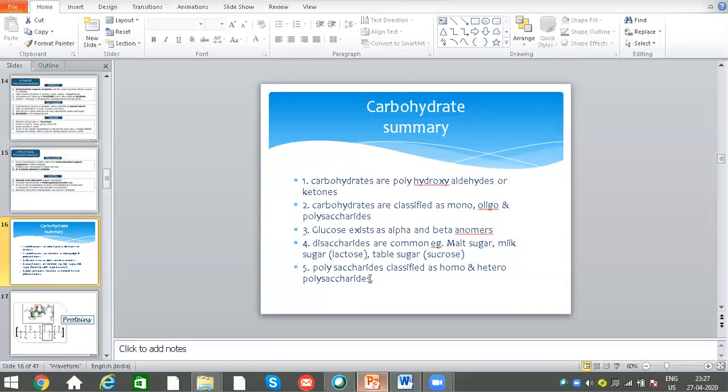Carbohydrate is a very important biomolecule in our body, and it gives instant energy to our body. If you consume more carbohydrate, it leads to complications like type 2 diabetes and obesity.